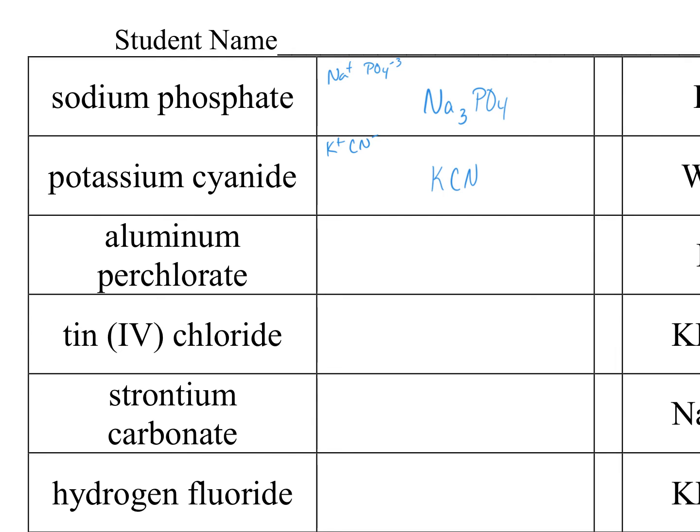Aluminum perchlorate is Al. Aluminum has a +3 charge. Perchlorate is ClO4 with a -1 charge. So this becomes Al(ClO4)3. Tin-4 chloride. So this would be Sn with a +4 charge. Chlorine has a -1 charge. So this would be SnCl4.